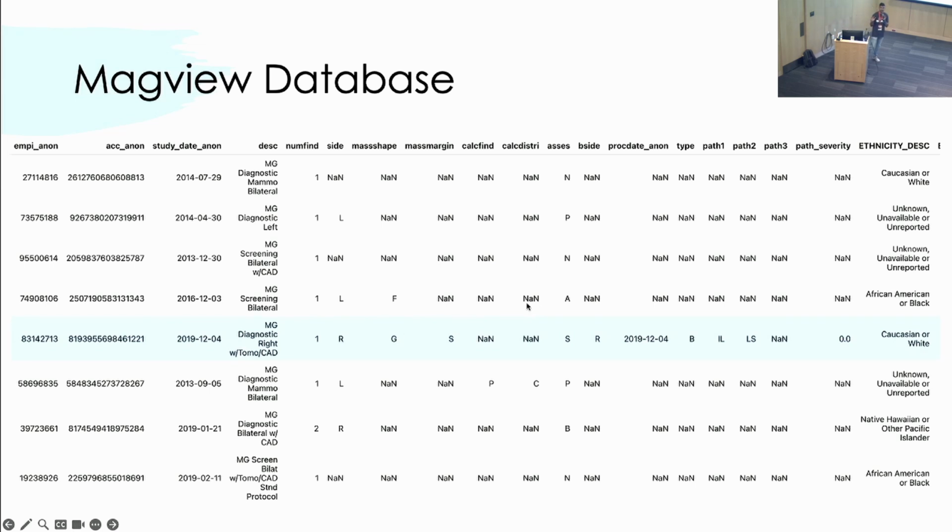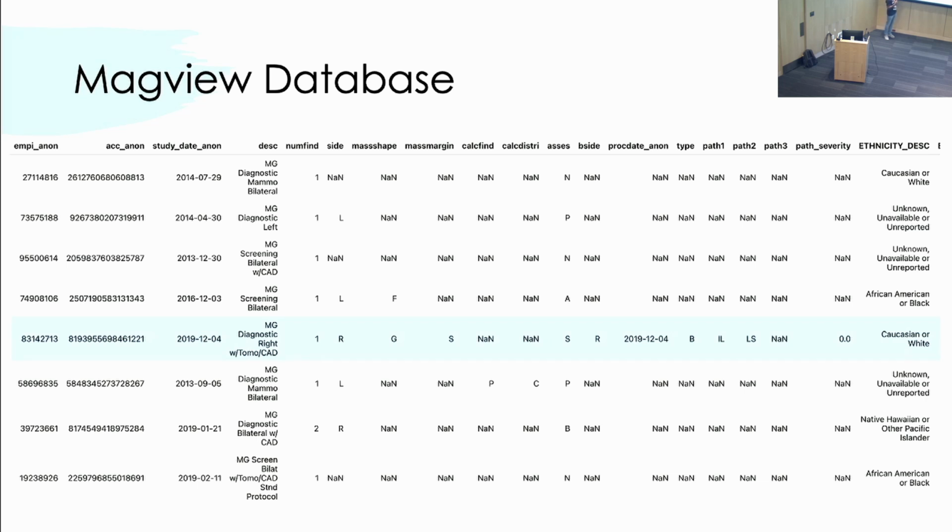Conceptually, does this make sense? Okay, so the important thing to know in MagView, the way to link this to images is the accession number. Accession number is the exam ID. That's what we use in radiology for all of our exams. Everything has an accession number. All the images for that exam are linked to that accession number.